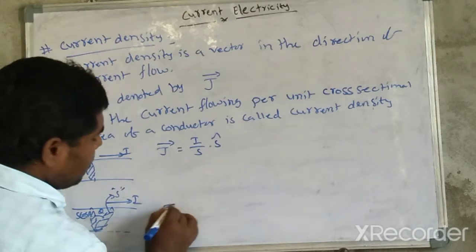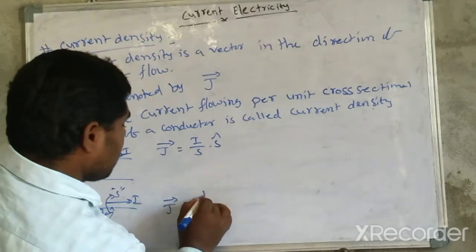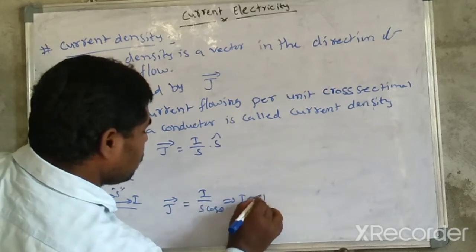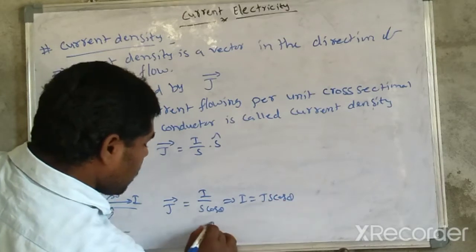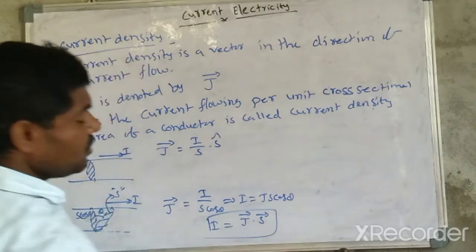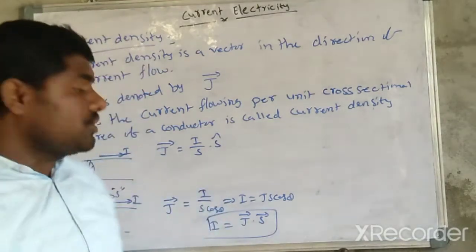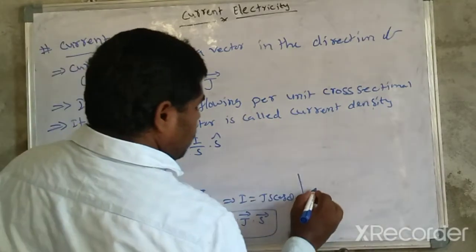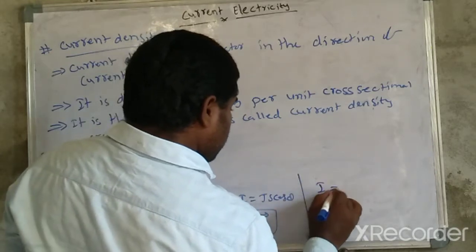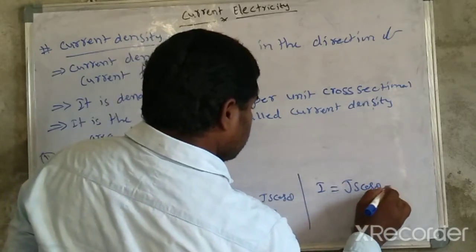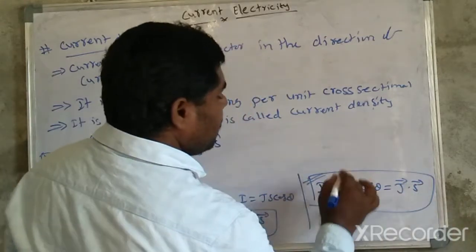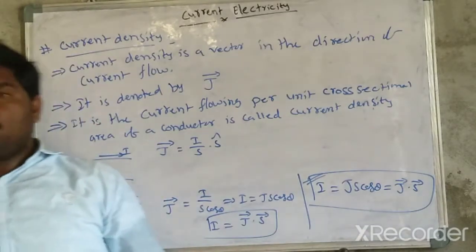So here the current density J bar is equal to the current divided by S cos theta. From this, the current is equal to J S cos theta. So current I is equal to J bar dot S bar. Otherwise you may write this one also, it is correct. This formula is very important while doing numerical problems.